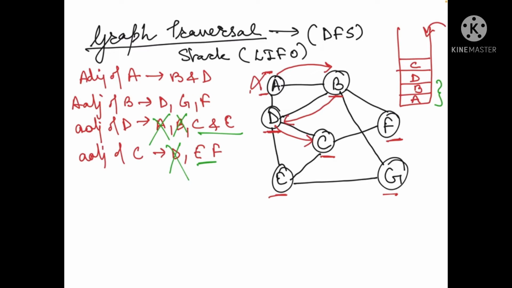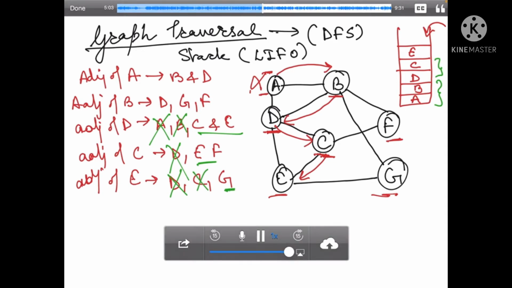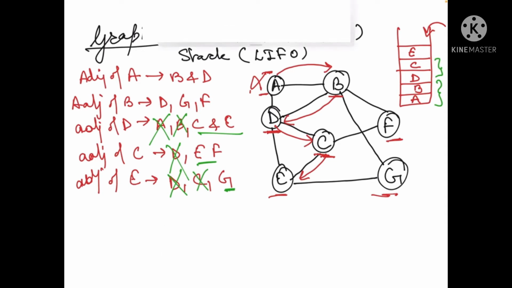Now again, what will you do? You will take any one. So now I am going to take the adjacent of E. From C, I am traveling to E. So I will write here E. Now see, the adjacent of E are D, C and G. So I will say D, C and G. Now D and C are visited, so we are left with G. Now I will go to G.